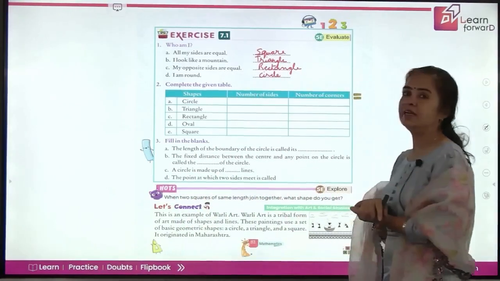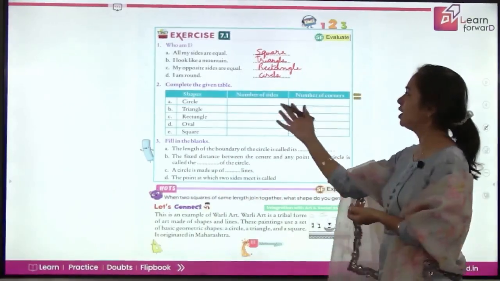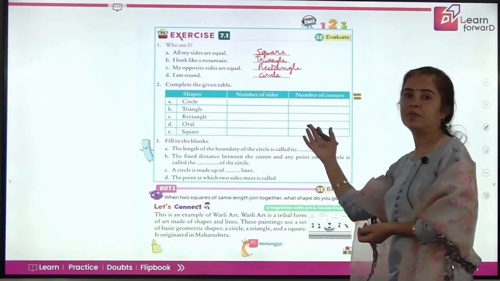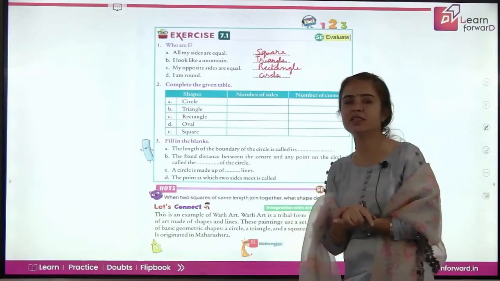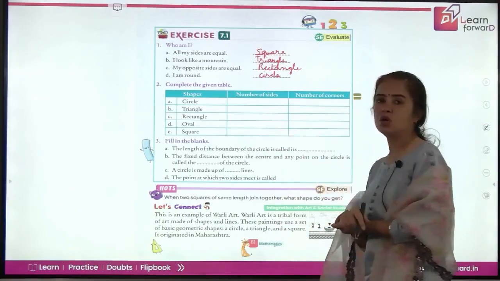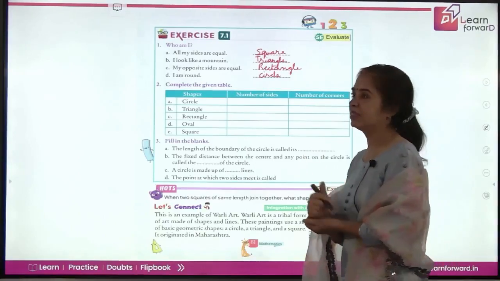Now complete the table given below. Shapes are given here. You have to tell the number of sides and the number of corners. We have just done these in the table before. So I'm sure you can do this yourself. Fill up the table correctly and carefully.